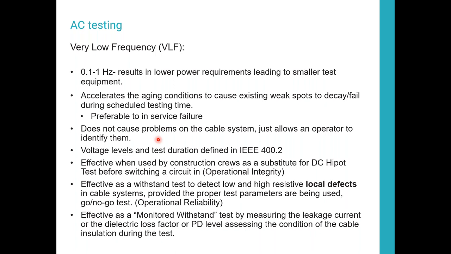So they're able to, with a smaller, relatively portable test set, and at low frequency, test at what point will partial discharge start. At what voltage do I identify weak points in my insulation? It does not cause problems on the cable system like the DC does, it just allows the operator to identify them. So the DC test actually caused breakdowns. This just allows you to identify an existing problem.